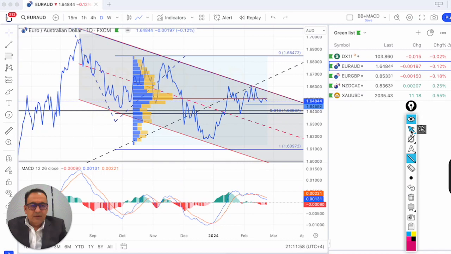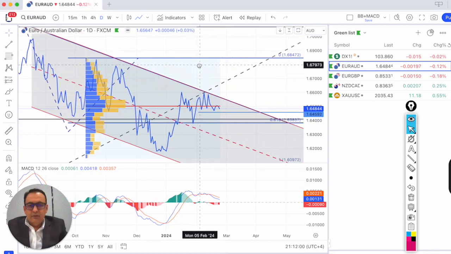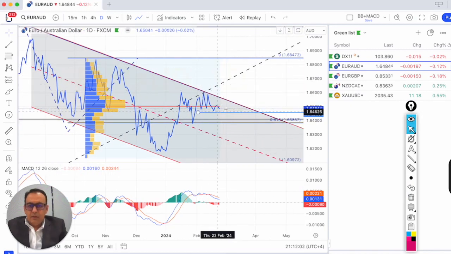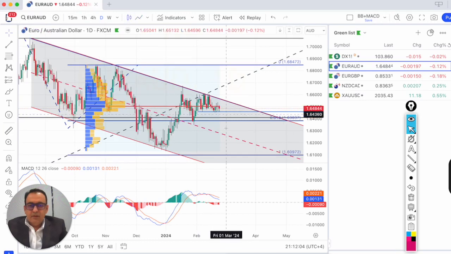So I'm expecting continuation to the downside, and right now it looks quite bearish. Based on the candle pattern, we have a minor support in this area. Once this support is broken, I can expect continuation to the downside. So the plan for EURAUD is to sell on the rise. Moving down to the 4-hourly chart.